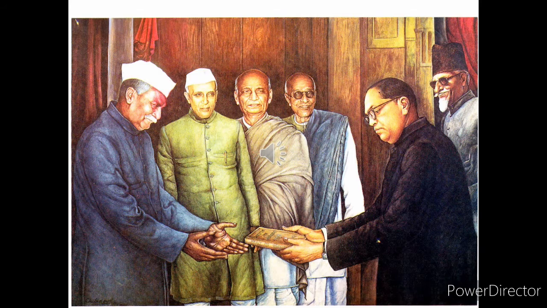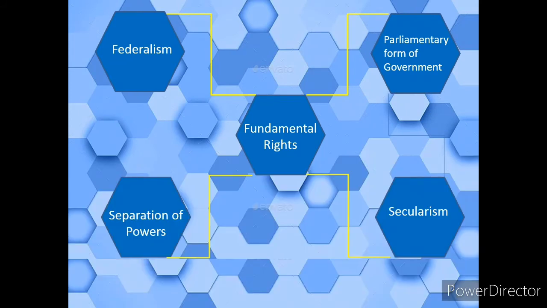However, the Constituent Assembly rose to the occasion and gave the country a visionary document that reflects a respect for maintaining diversity while preserving national unity. There are basically 5 pillars on which the Constitution rests. They are the most important features of the Indian Constitution. They are federalism, parliamentary form of government, fundamental rights, separation of powers, and secularism.